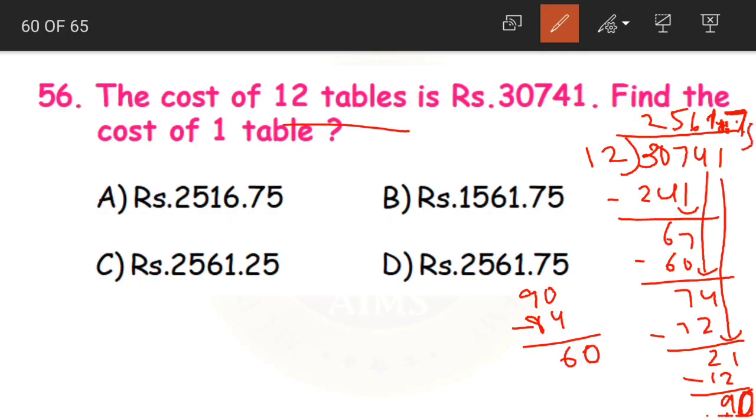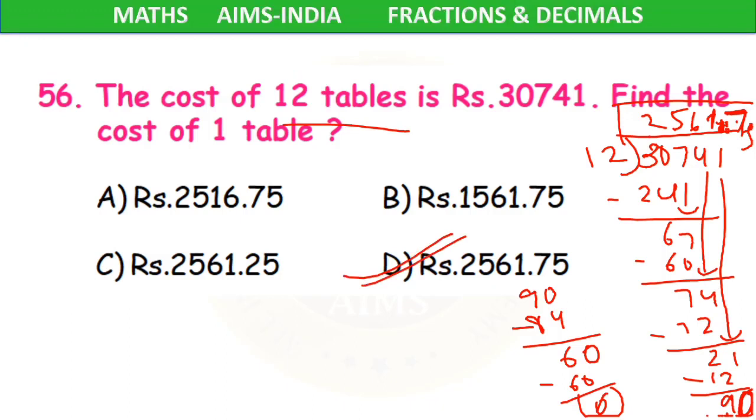We have 12 5s are 60, so writing 5 in the quotient. 12 5s are 60. When we subtract, 0 is our remainder. What is our answer? 2561.75. That is option D.